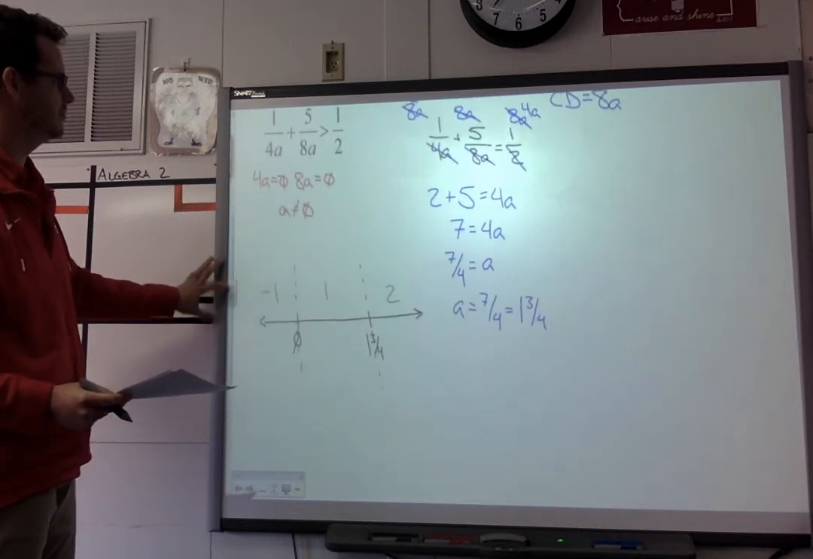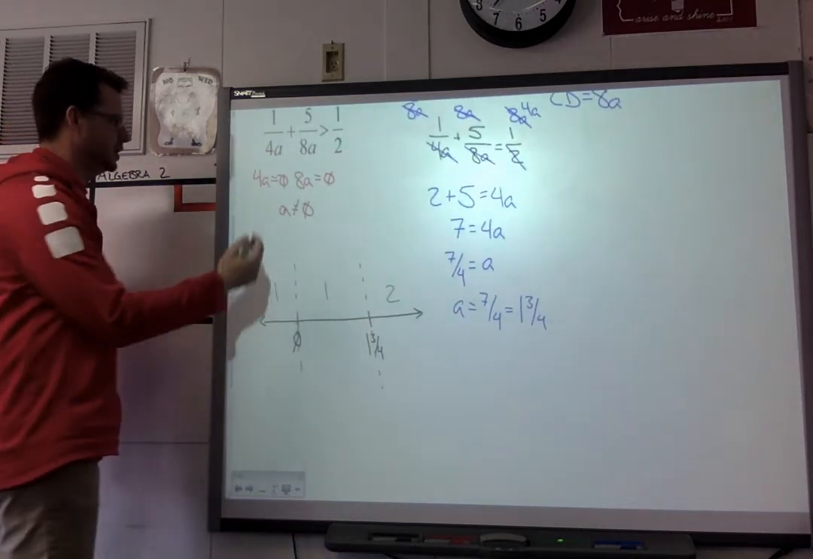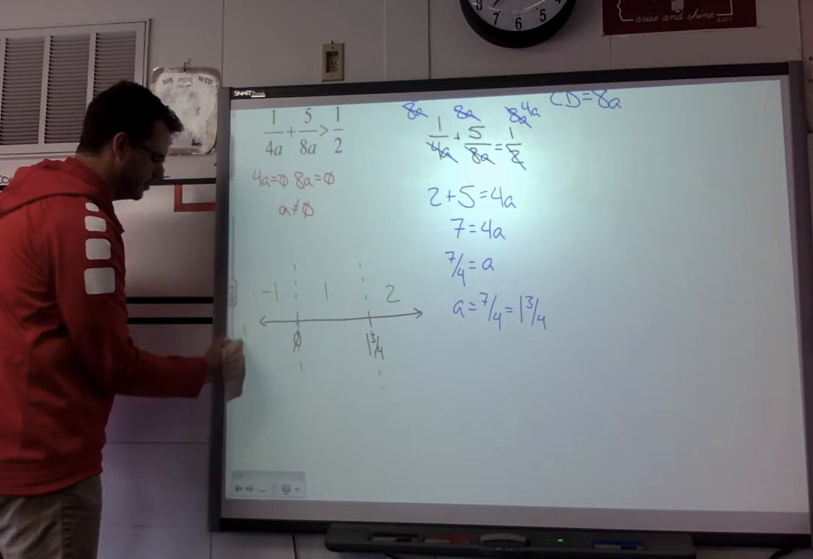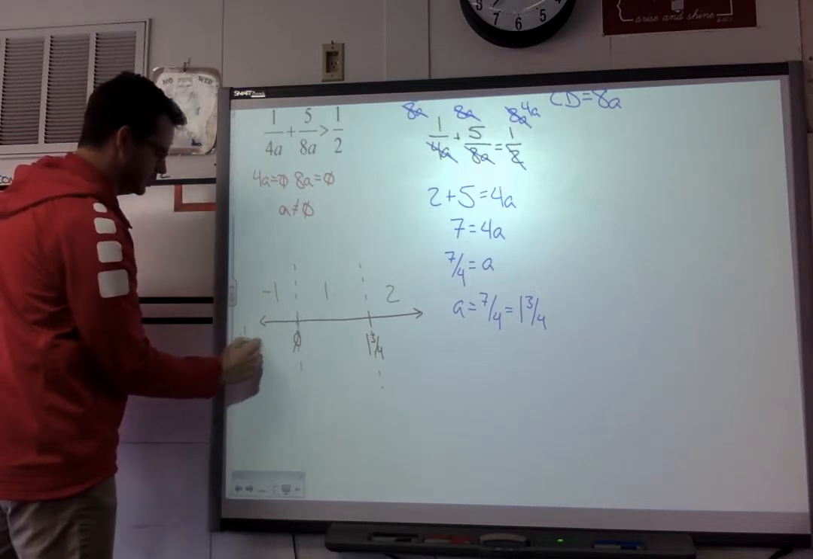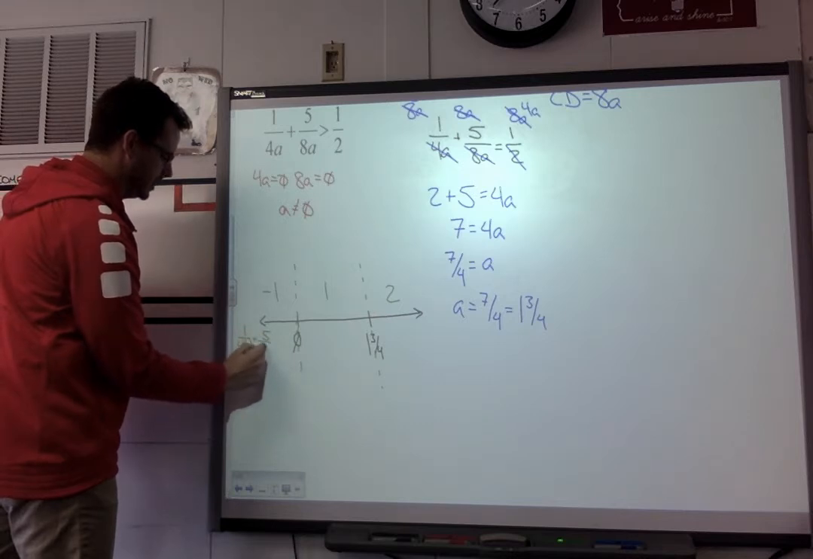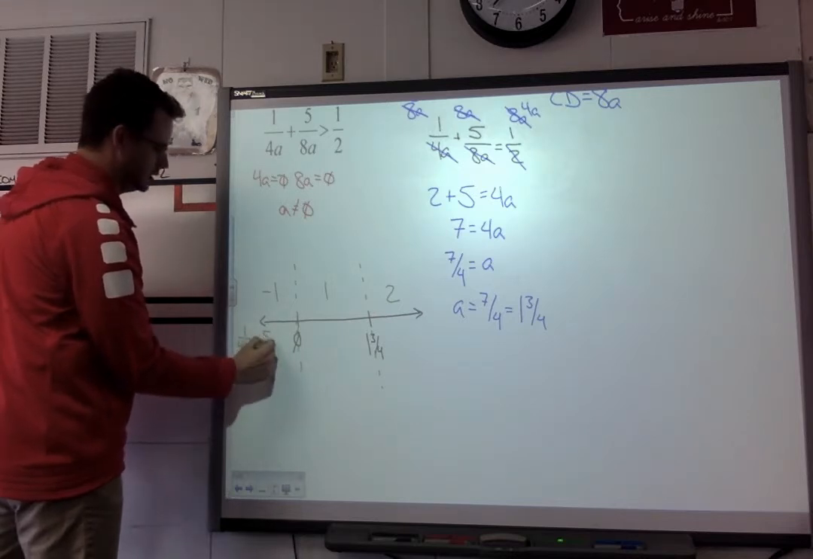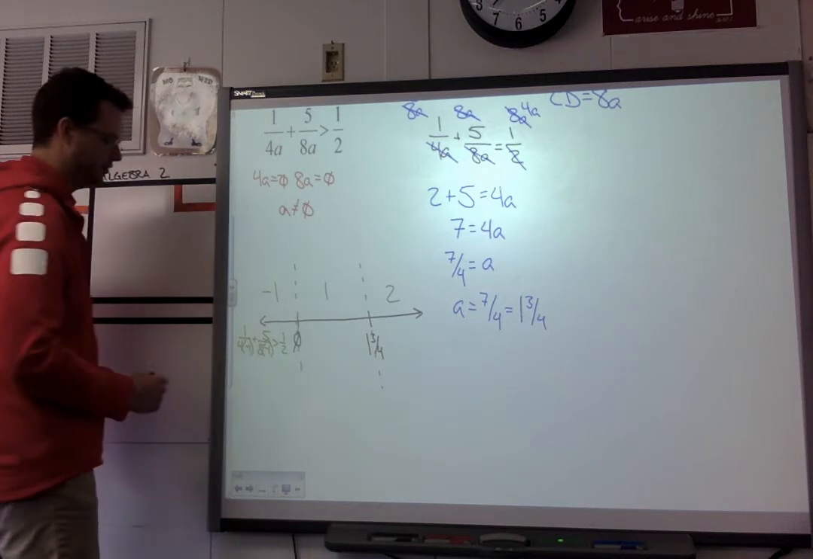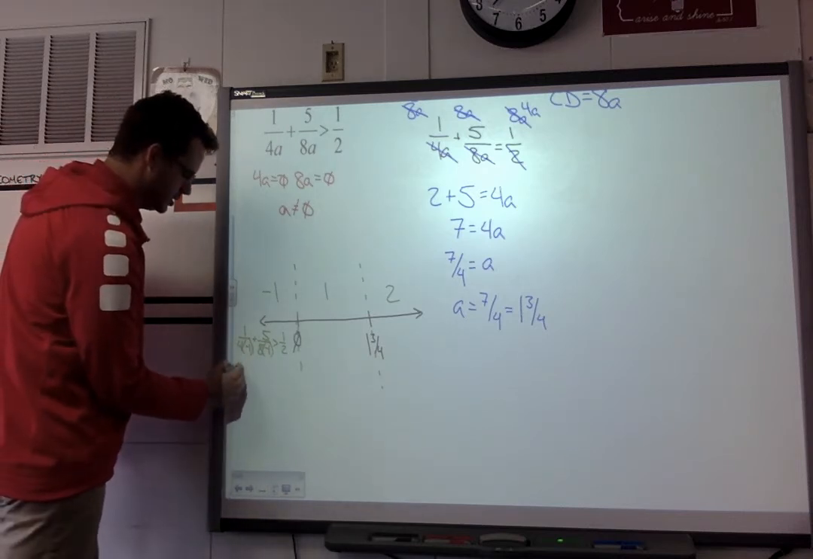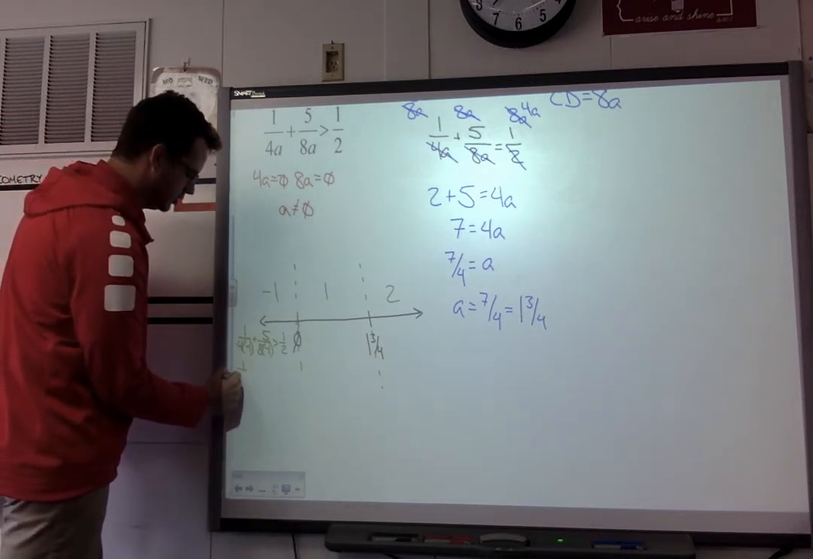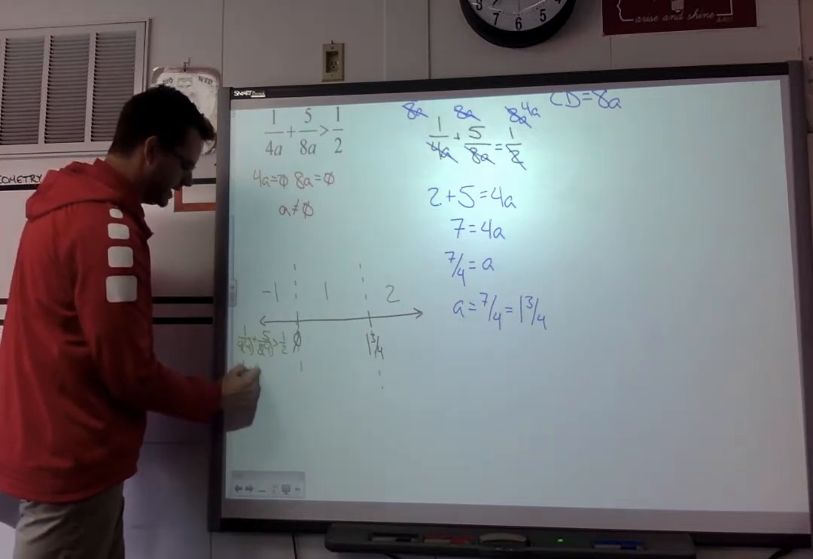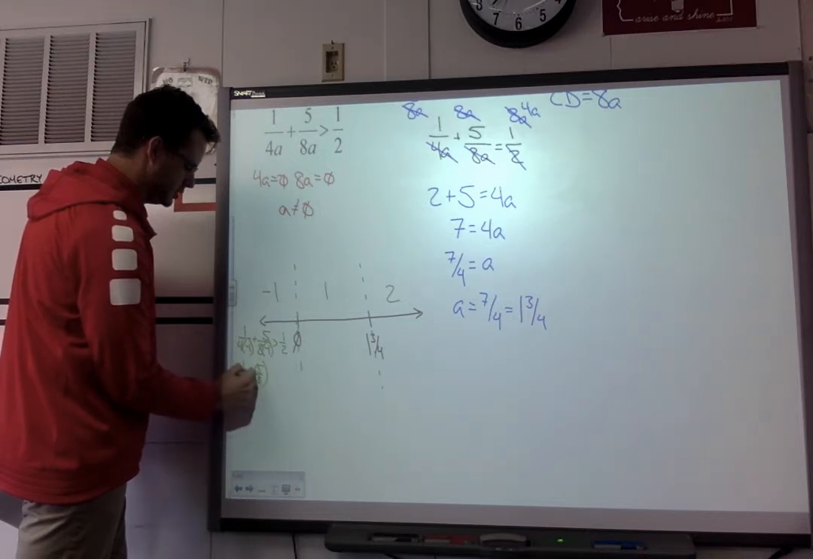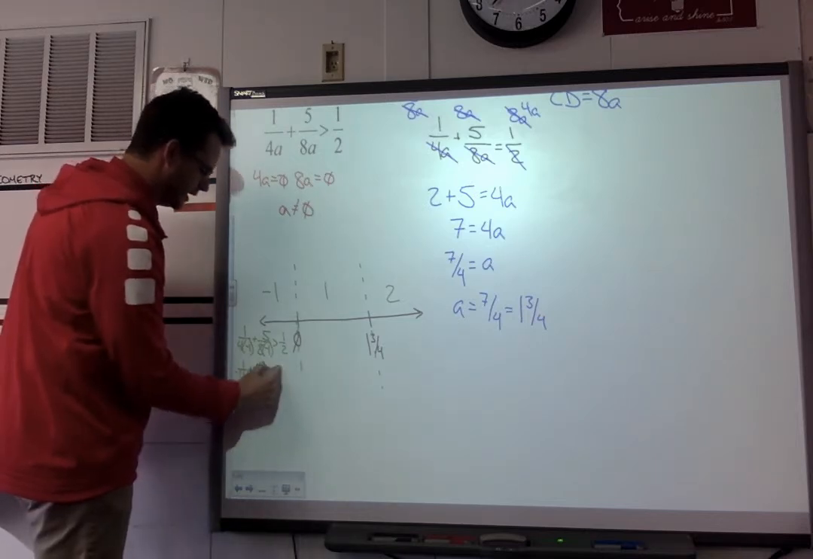So I'm going to test them by plugging them back into the original inequality. Here I'm going to have 1 over 4 times -1 plus 5 over 8 times -1 is greater than 1/2. So 1 over -4, or -1/4, plus -5/8 is greater than 1/2.